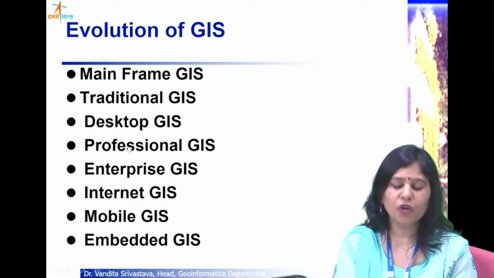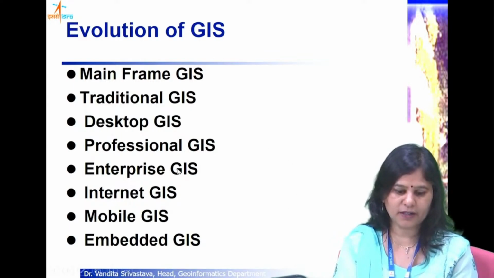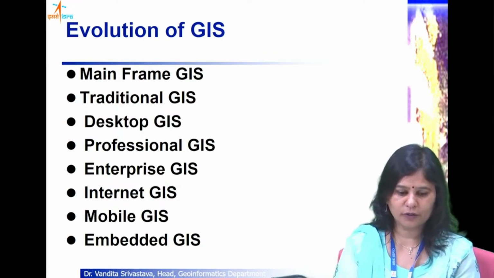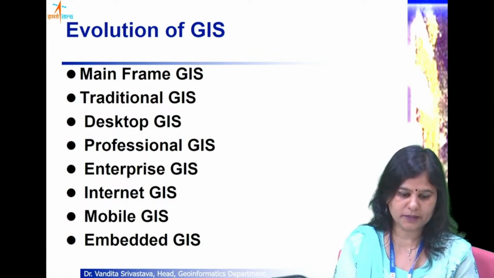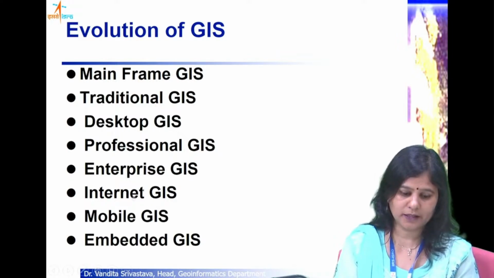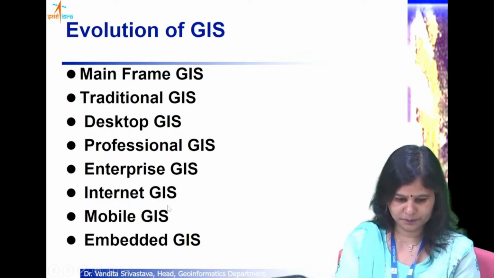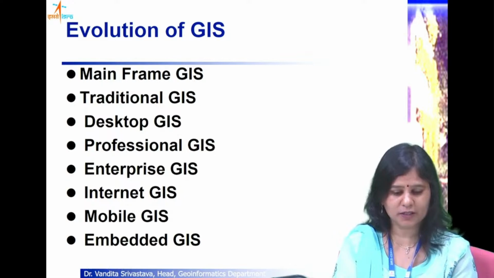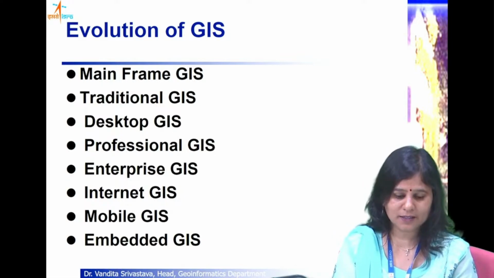Then the era of professional GIS started, wherein people started using the more advanced and professional version for a specific application also. And then enterprise GIS came, wherein GIS is not just on a desktop but distributed over various segments of that enterprise. And then with the development of the internet in the late 90s, internet GIS came. ESRI launched MapObjects Internet Map Server, then ArcGIS Server. GeoMedia also had its server.